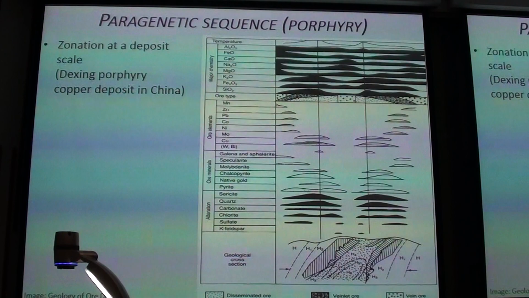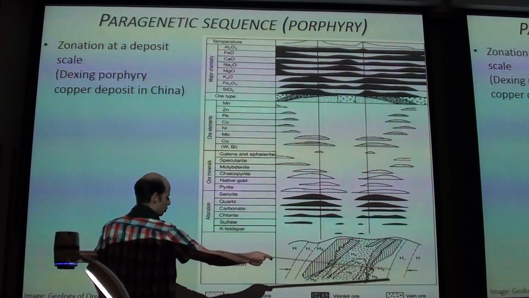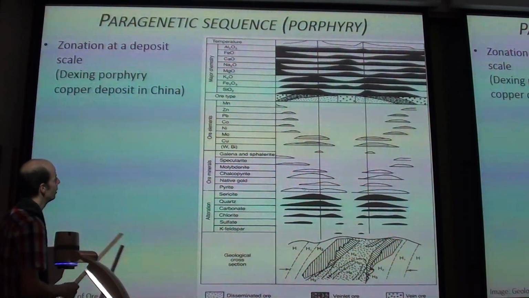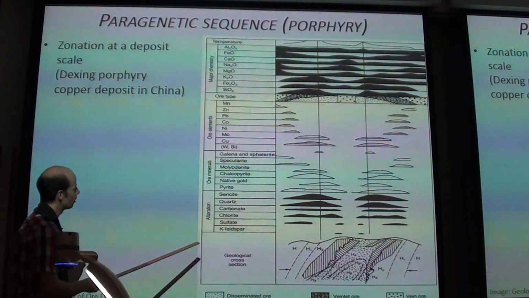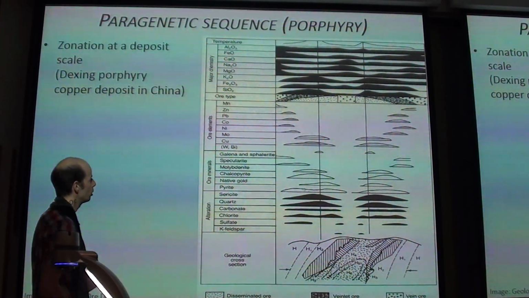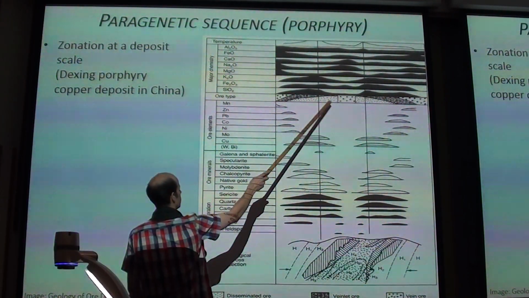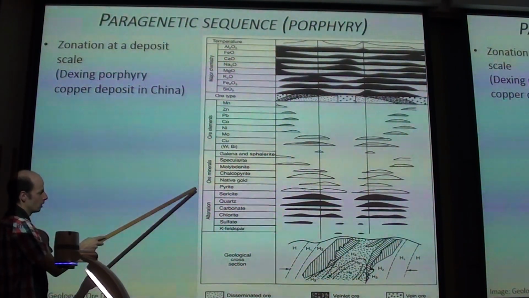Another way of looking at ore deposits is this so-called paragenetic sequence. And this is from a copper deposit in China. At the bottom, you've got a cross-section of the geology of the area. At the top, we're not too concerned about the major element variation. What is interesting is the ore type. Here we have the legend with veins and dissemination on the sides, and then the ore minerals and the alteration.